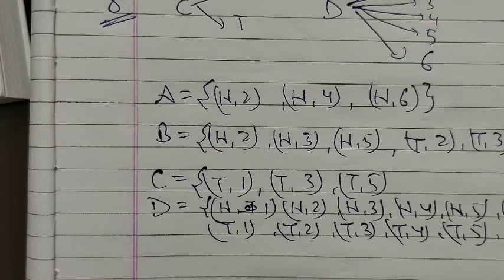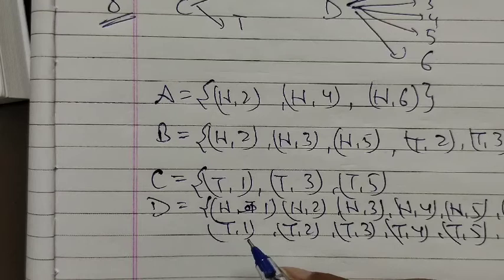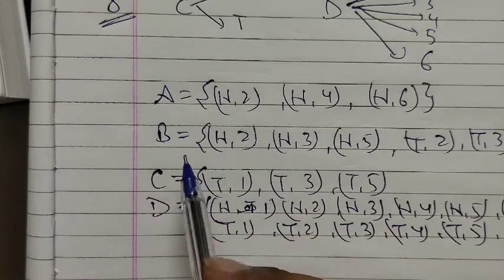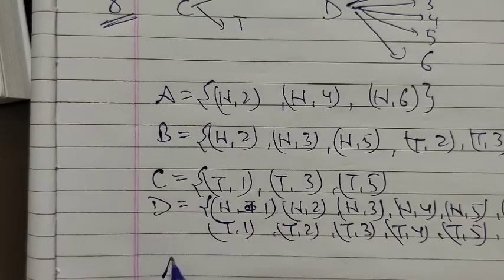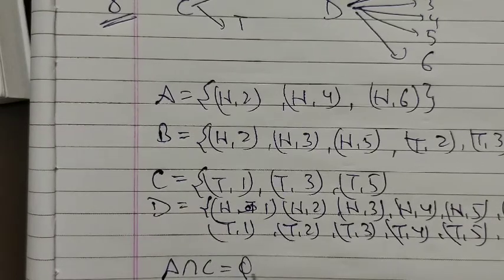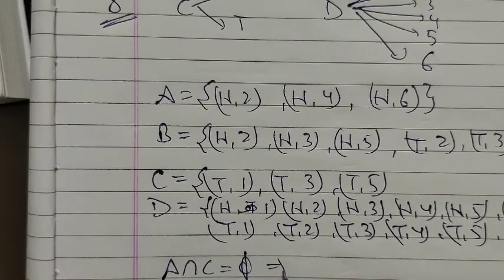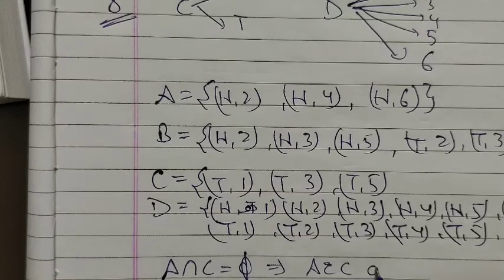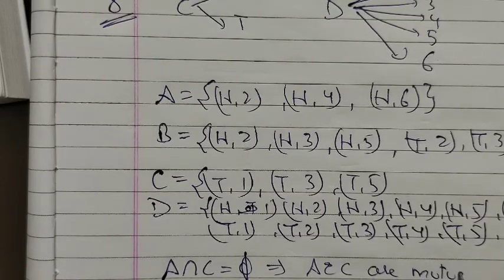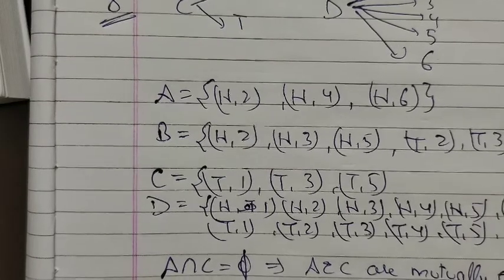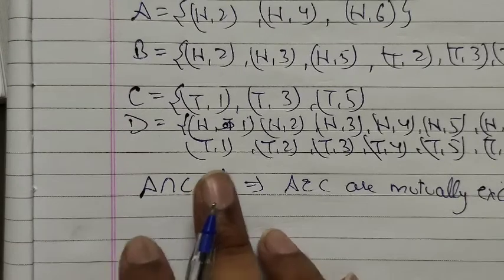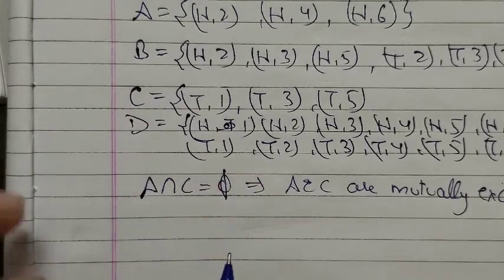Which pair of these events are mutually exclusive? Now, if the intersection of two events is phi, then we can say they are mutually exclusive. So as we can see, A intersection C is phi, so we can say A and C are mutually exclusive. For the rest we don't have anything, so only A and C are mutually exclusive.